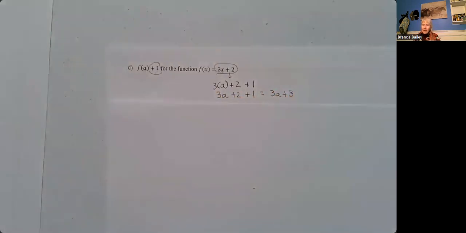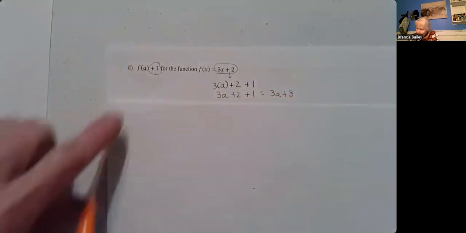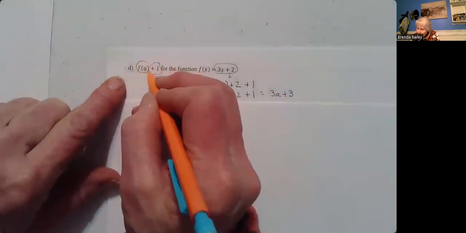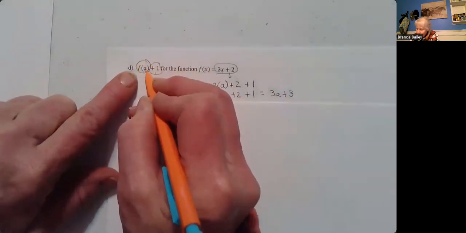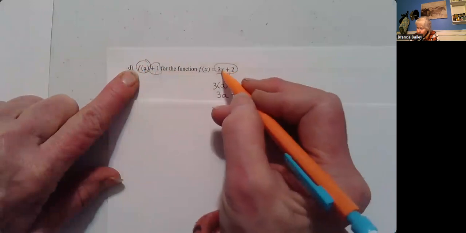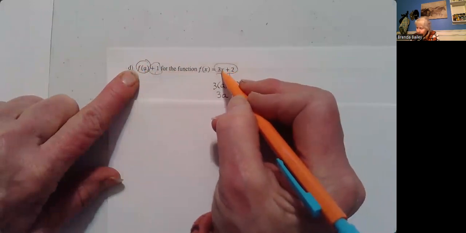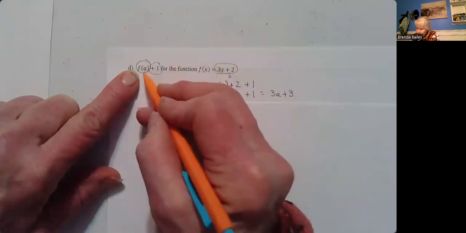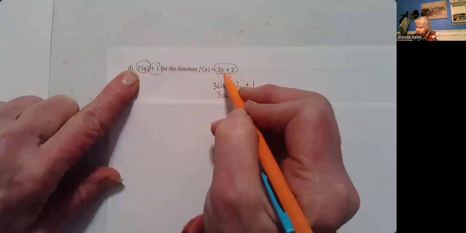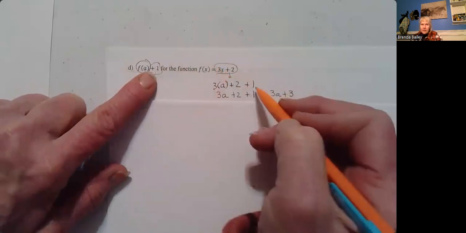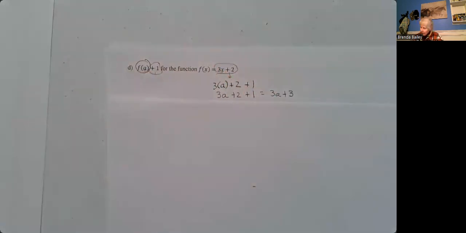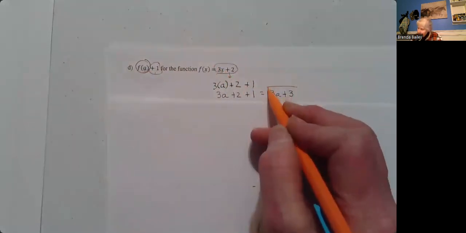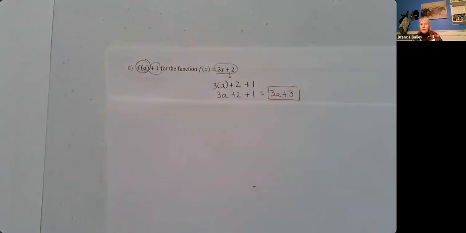Let's review that idea. I'm going to find this by putting a in for the variable. So when I do that, I get 3a plus 2. That's what this is, 3a plus 2, and then you add 1 to that. And this would be the answer. They do say simplify, so you do need to simplify.